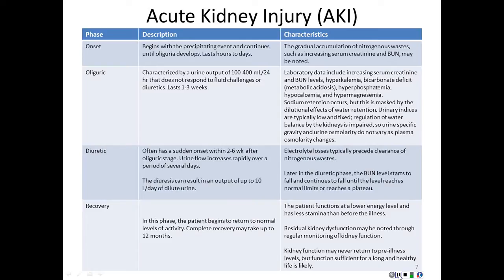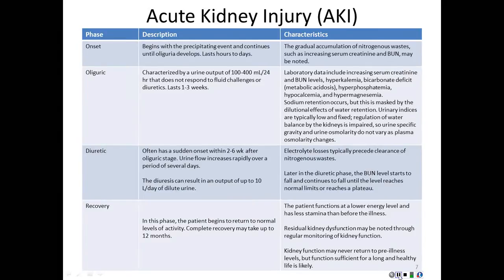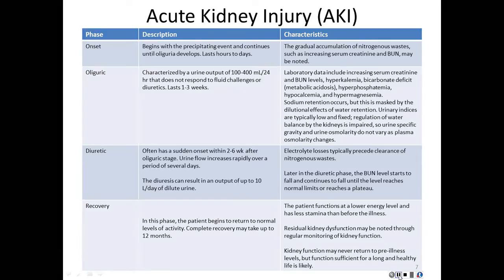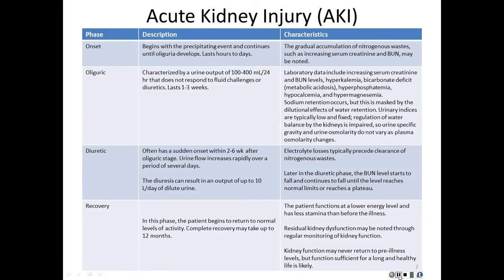These patients will move from that onset phase into the oliguric phase, which is characterized by a urine output of 100 to 400 milliliters in a 24-hour period. And what happens in this oliguric phase, these patients will not respond to a fluid challenge. So if we give them a liter of normal saline over an hour, as we talked about, basically it's staying in the system. We're not seeing it put out as urine. So if you have a physician that orders a fluid bolus, you do it, but you've got to monitor that urine output and see what's going on with that.